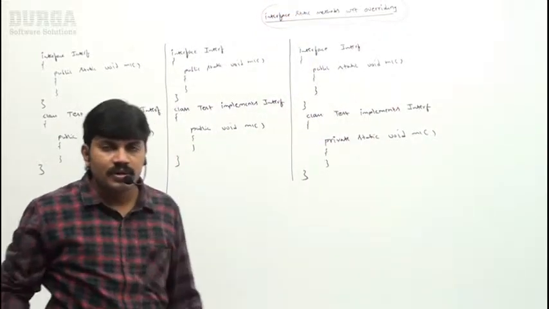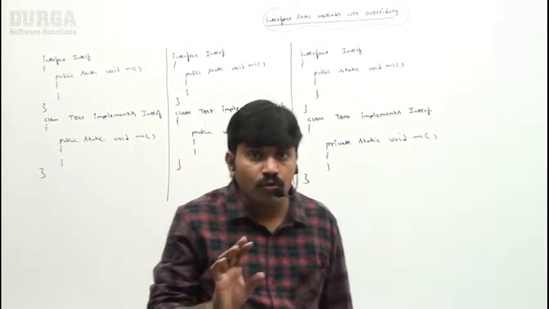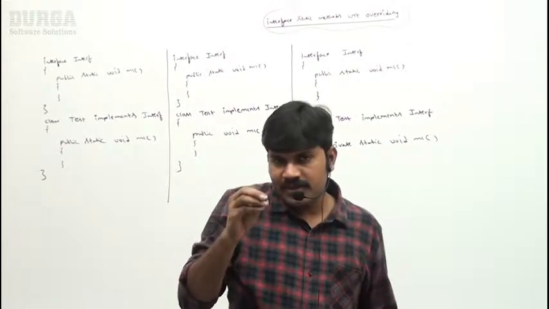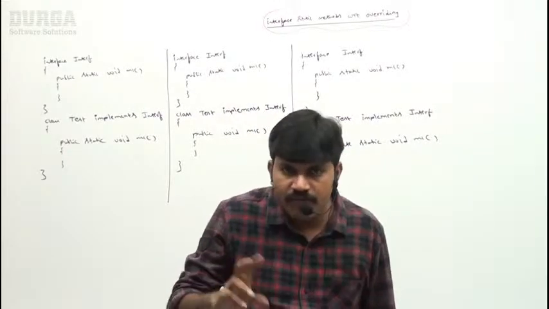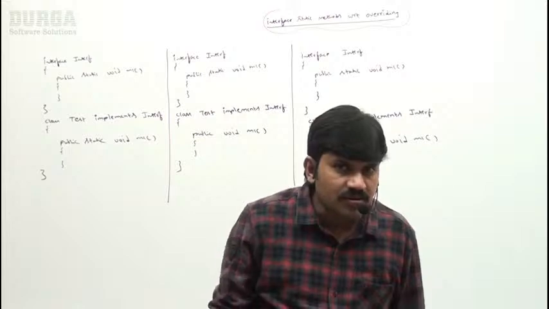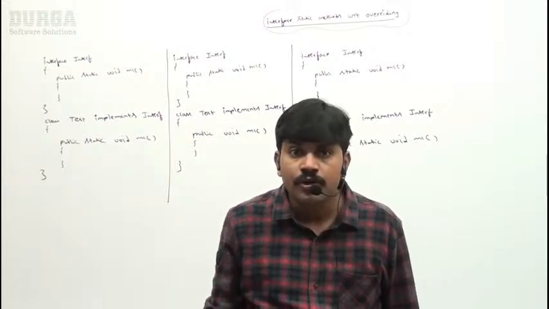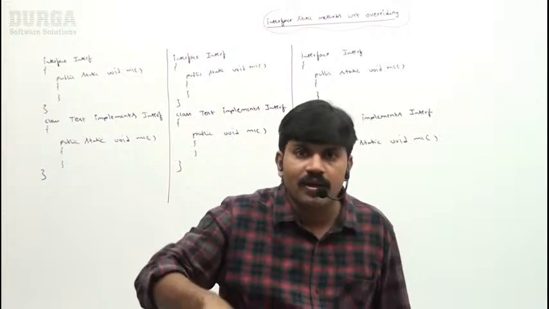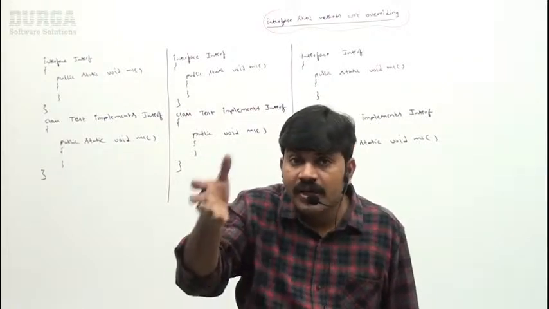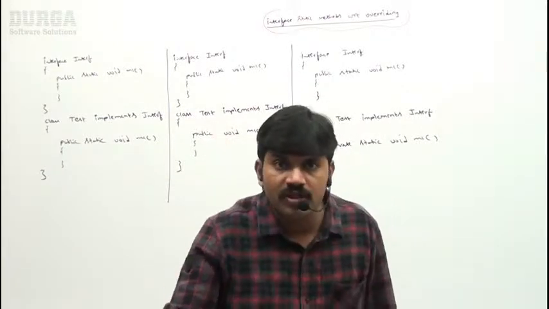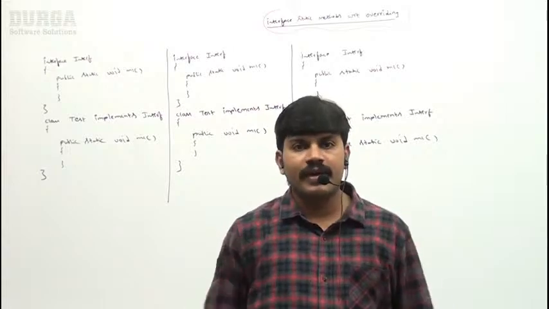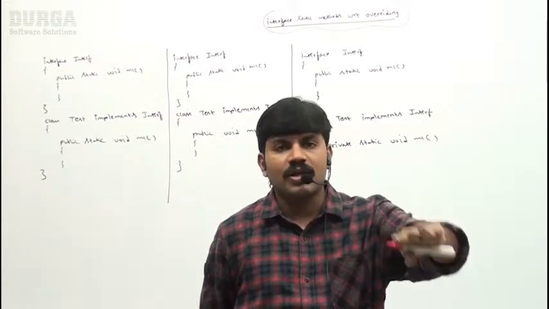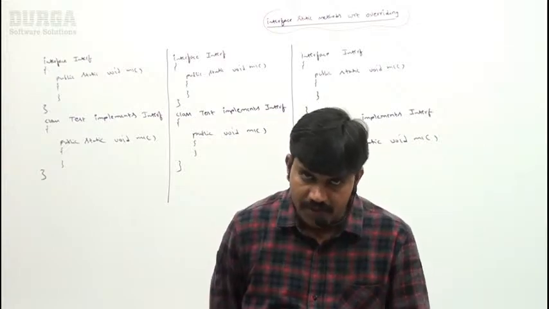I want to talk about interface static methods with respect to overriding. Point number 1: are interface static methods by default available to the implementation class or not? If the interface static methods are by default not available to the implementation class, just like parent class methods are by default not available to the child class, where is the question of overriding?